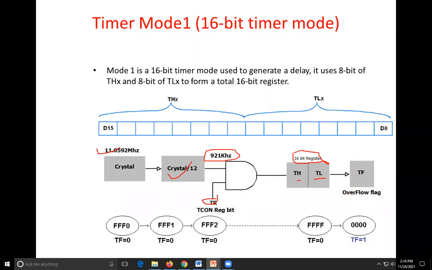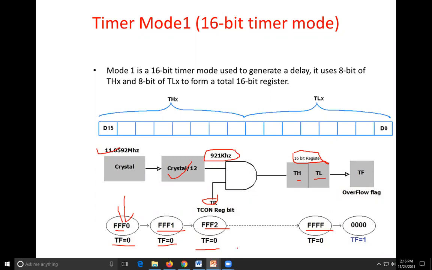Then counting can start from 0000, or you can start counting from FFF0. Here I am starting the counting from FFF0. Then FFF1, then FFF2, up to FFFF. So the first value is FFF0. You can take a value 0000 or FFF0 depending upon you. After that TF0 is still 0, so the overflow flag is not set.